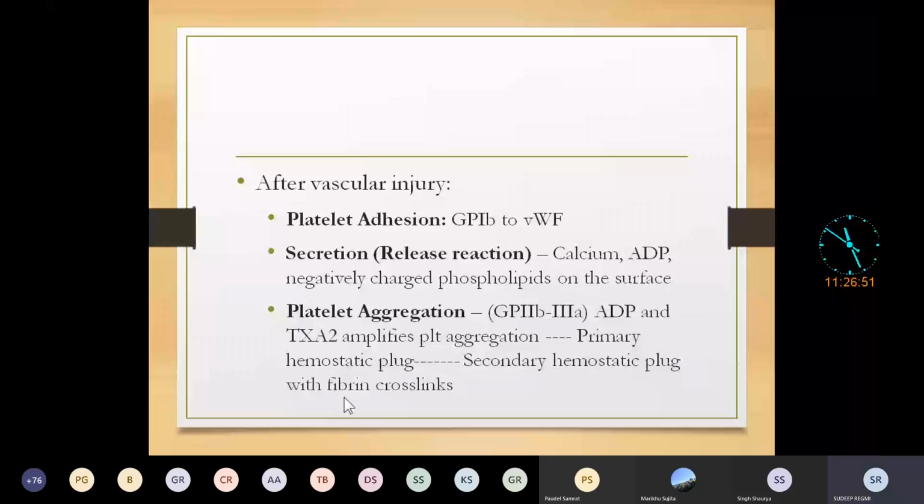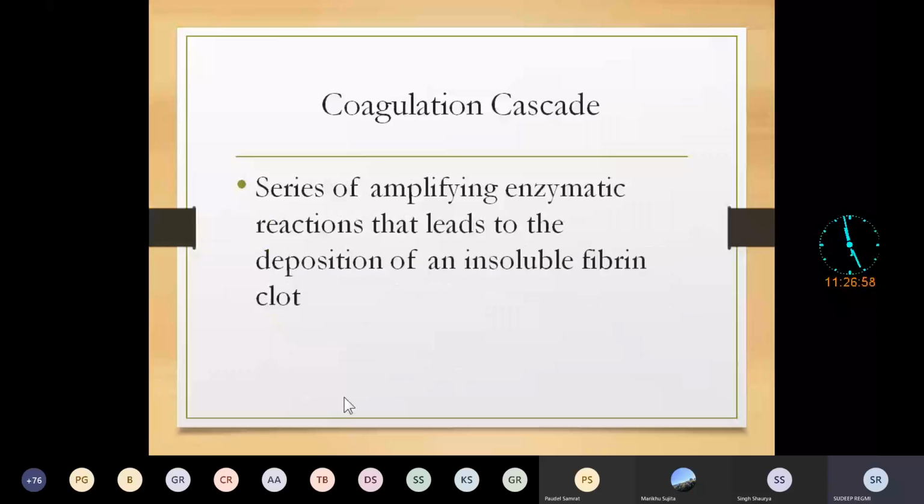Now let's come to the secondary hemostasis, which is due to the coagulation cascade. Now we have finished the primary hemostasis. Now let's go to the coagulation cascade. It is a series of amplifying enzymatic reactions that lead to the deposition of an insoluble fibrin clot. Since yesterday, we have been talking about this many times.